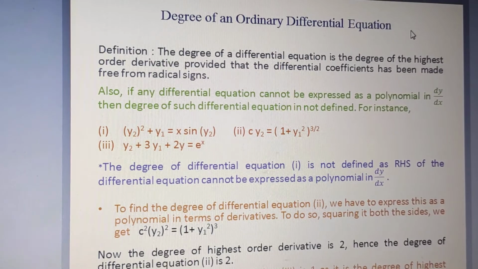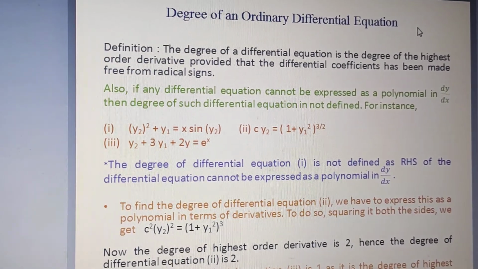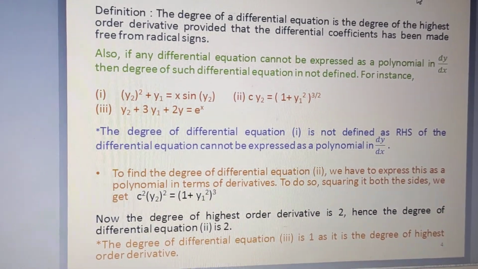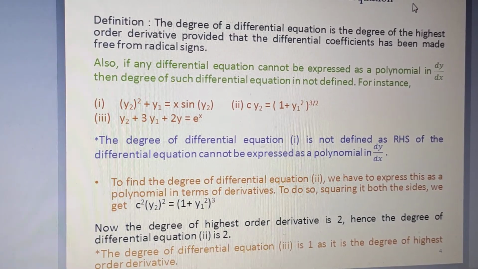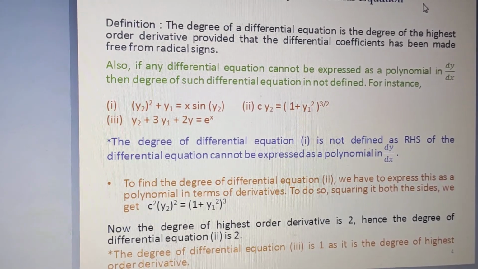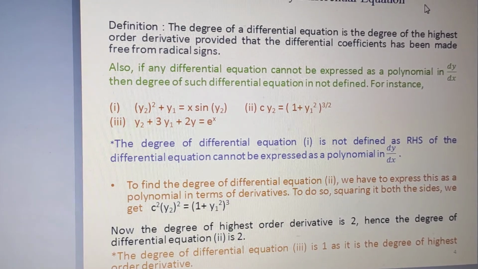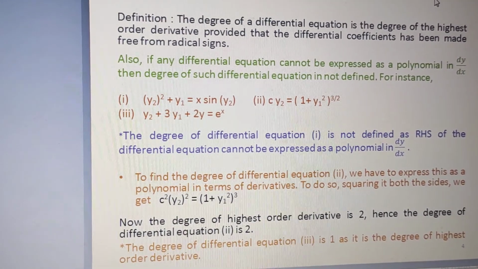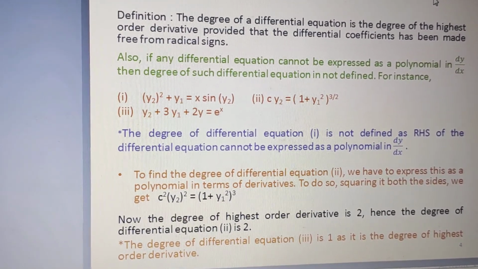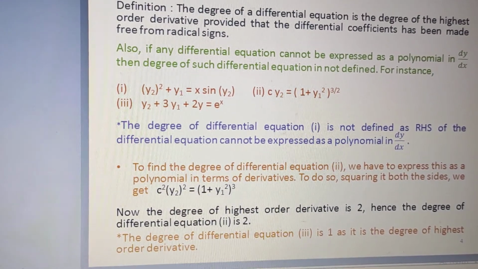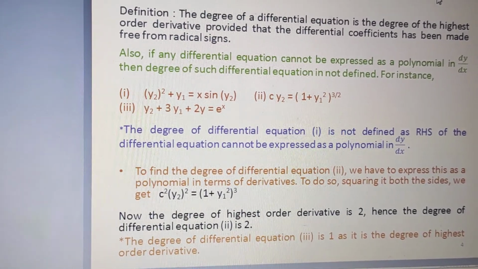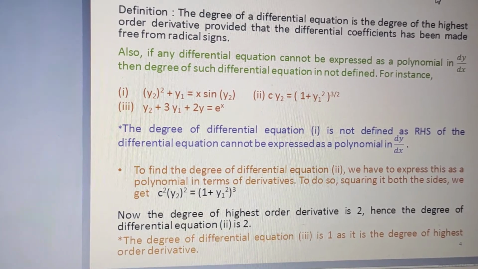Now, the second example, cy2 is equal to 1 plus y1 square power 3 by 2. In the present form, it is not a polynomial in the derivatives. To make it so, we have to square both sides to free the equation from the radical sign. After squaring, we have c square y2 square is equal to 1 plus y1 square power 3. Now, the degree of the highest order derivative is 2, as y2 is involved in the equation. Hence, the degree of the differential equation is 2.